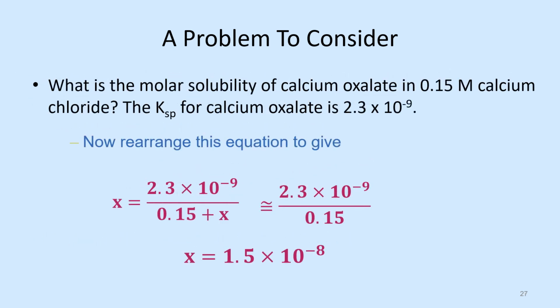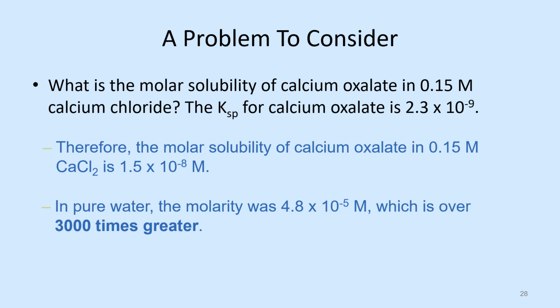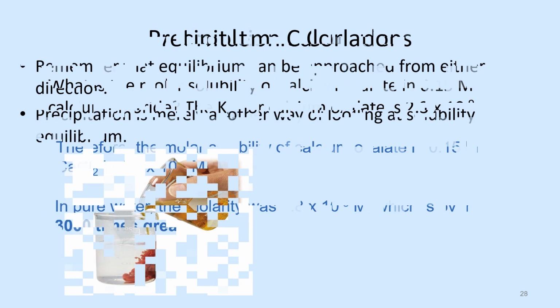If we solve, then we get 1.5 times 10 to the minus 8th. And yes, indeed, 1.5 times 10 to the minus 8th is much smaller than 0.15, so x is negligible in comparison. If you remember from earlier, the solubility of calcium oxalate is much, much smaller than it was in pure water. So the molar solubility of calcium oxalate in calcium chloride is 1.5 times 10 to the minus 8th molar. In pure water, it was 4.8 times 10 to the minus 5th molar, which is over 3,000 times greater solubility than in the calcium chloride. So this definitely made something much less soluble.